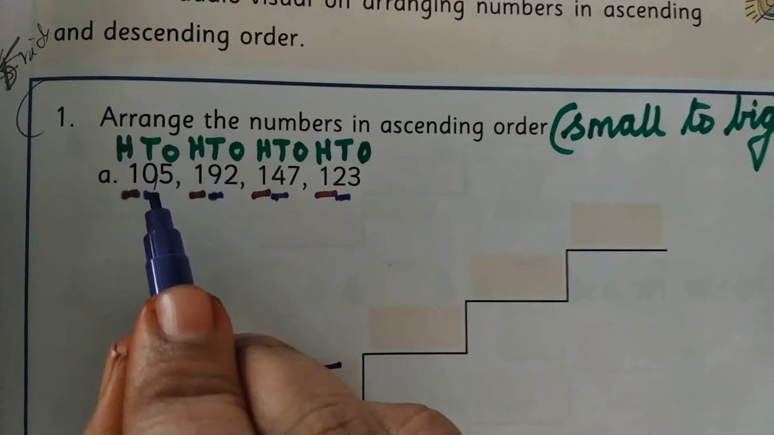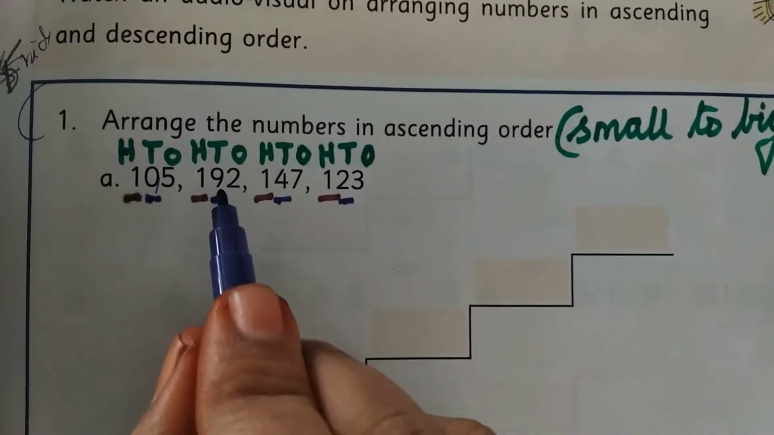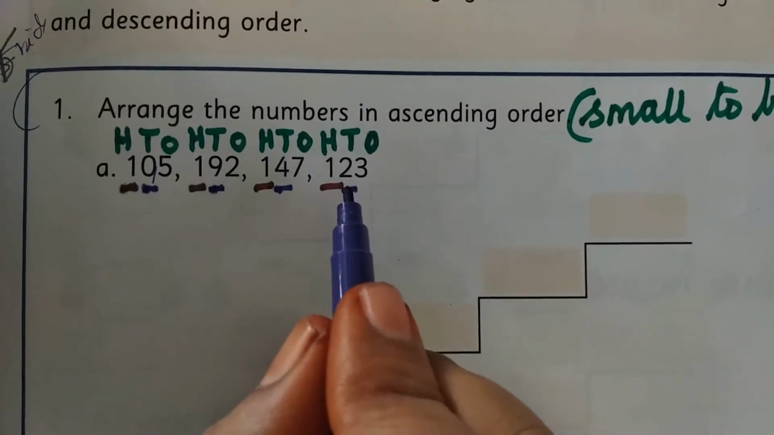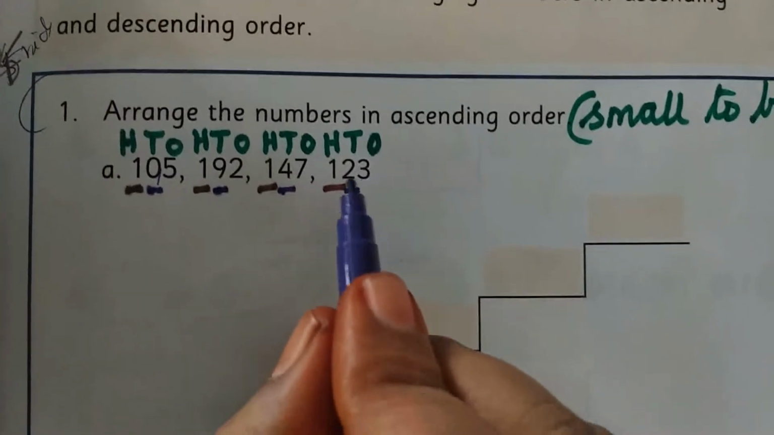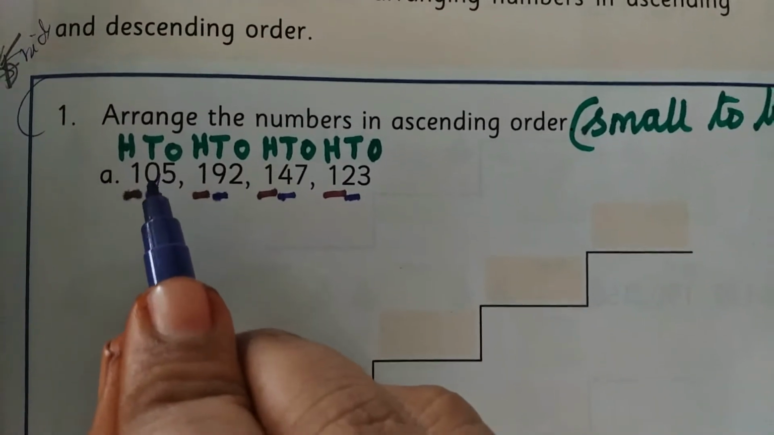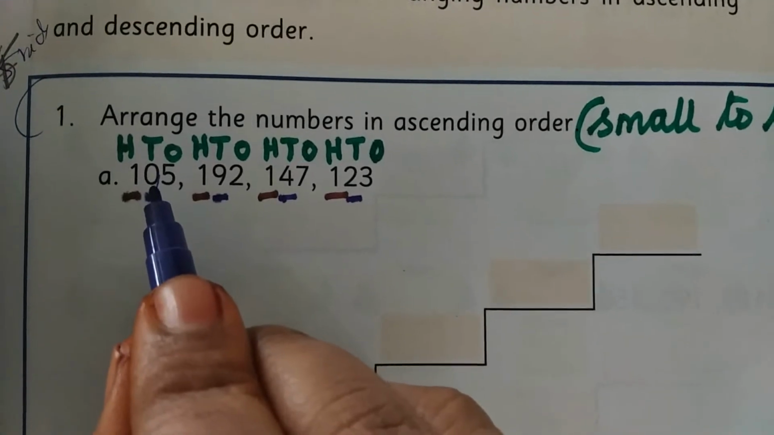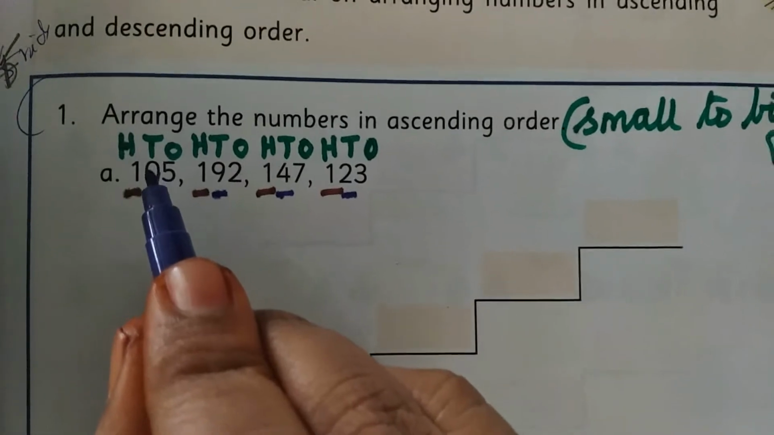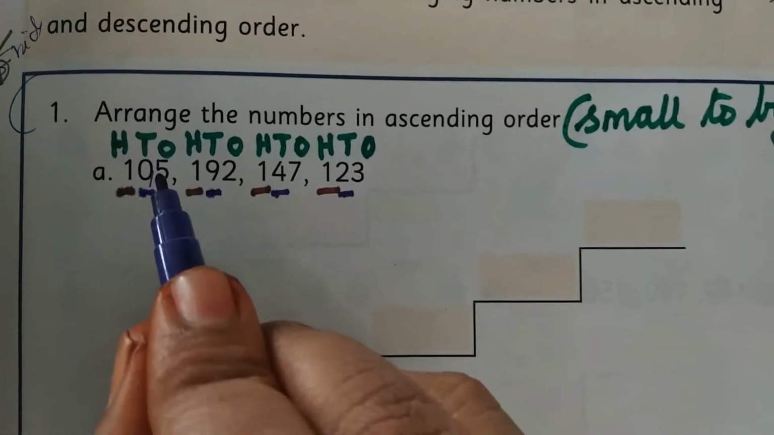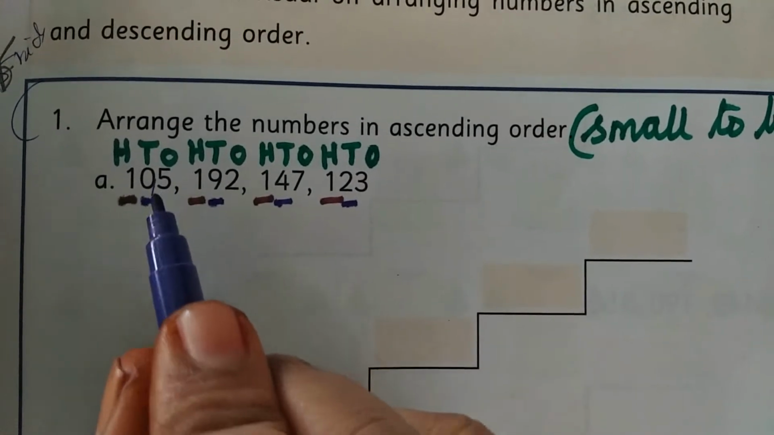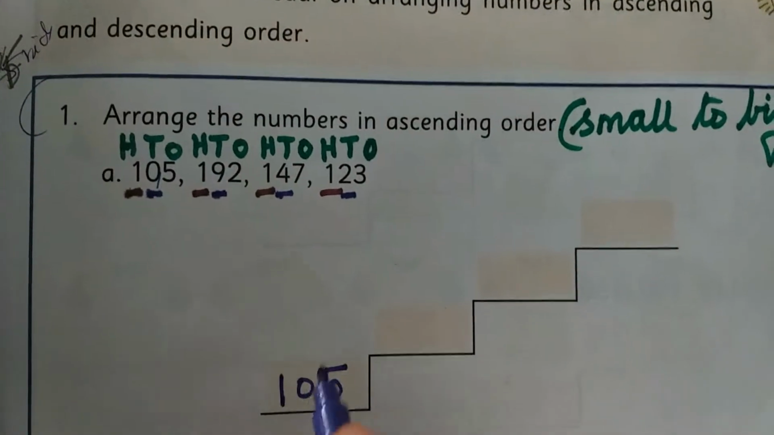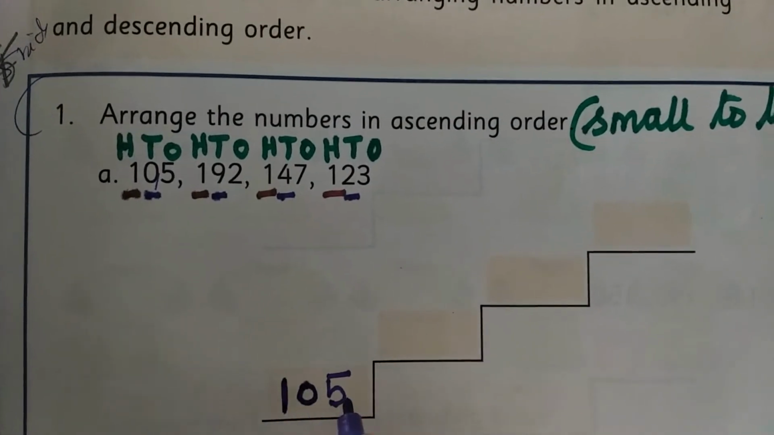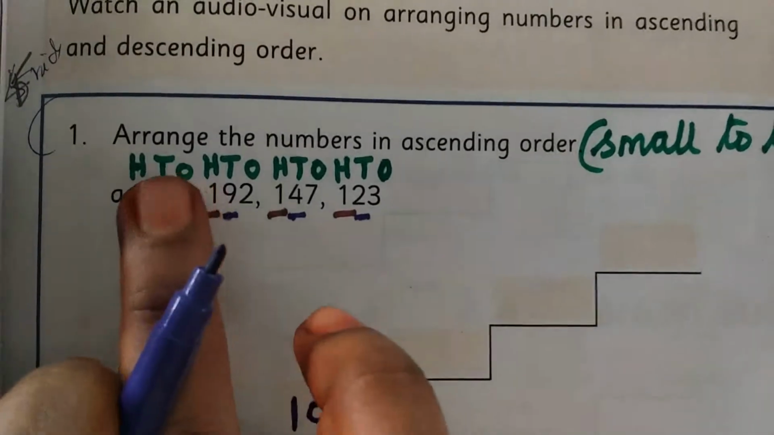So for first number 0 tens we have. Then second number 9 tens. The third number we have 4 tens. And the last number we have 2 tens. Out of these, which is small? Which is the smallest number? Yes, 0 is the smallest number. Okay, now we can identify that 105 is the smallest number and you want to take and write here. Okay, 105. Now 105 we have written.